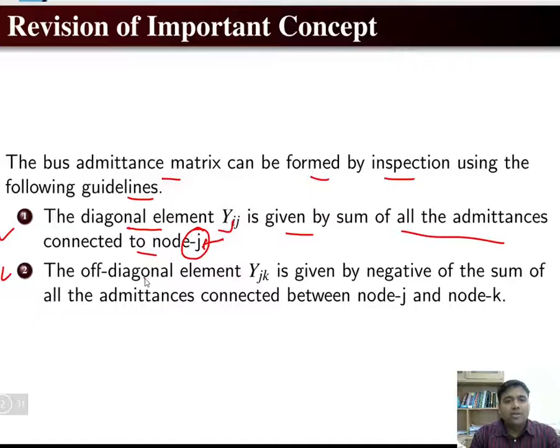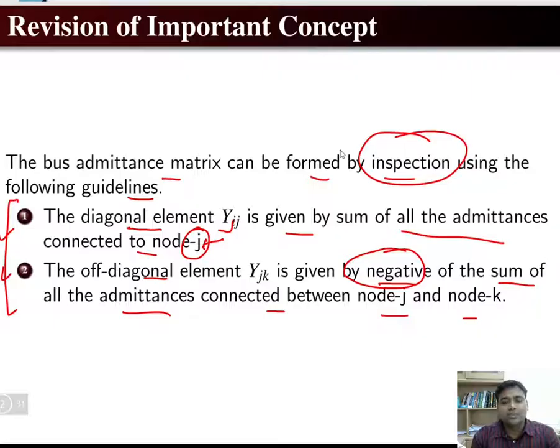The off-diagonal elements will be computed by taking the negative sign. So we take the negative sign of the sum of all the admittances that are connected between the two nodes, node J and node K. These two guidelines we are going to follow to obtain the Ybus using the inspection method.